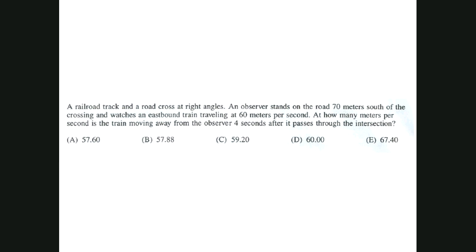Okay, a railroad track crosses at right angles. So I've got a railroad track, so the train is going this way. An observer stands on the road 70 meters south. Okay, so this is 70 meters south. Person is standing here. Let's call this side A. And then it says the crossing and watches an eastbound train traveling at 60 meters per second. Let's call this B.